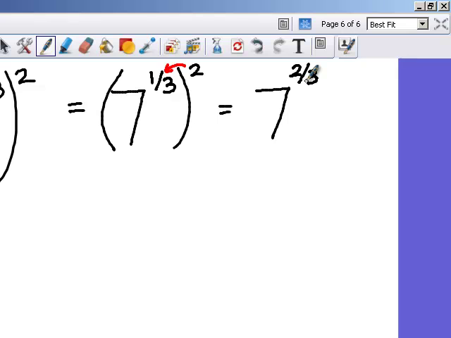And again, check in your calculator. 7 raised to 2/3. I get 16.33333 repeating, so this is the most simplified answer that you could come up with.